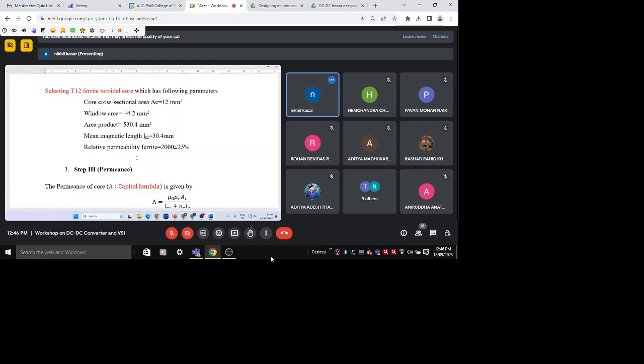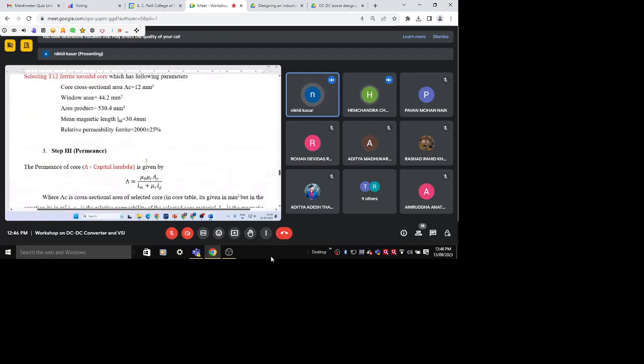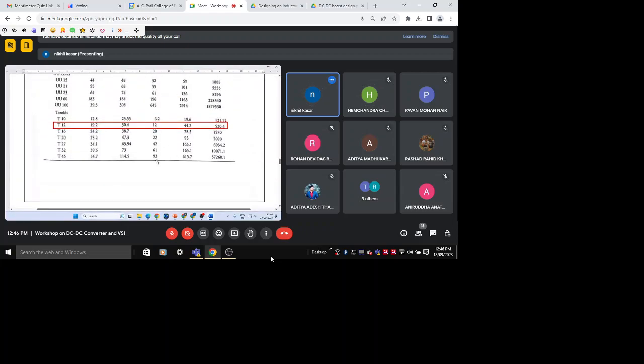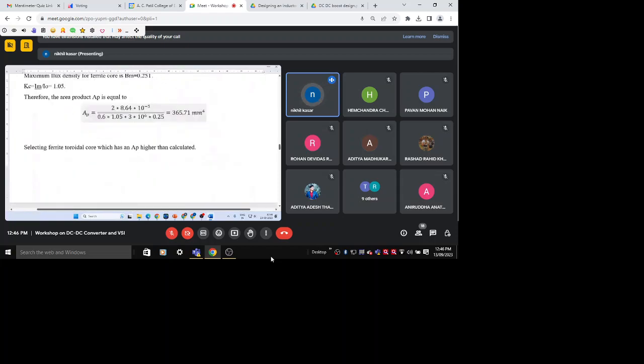Regarding the use of the core table, I hope you are with me. Yes, sir, because we are reaching towards the end of the inductor design. If there is any difficulty in using the core table, tell me. We select the closest greater value, the toroidal core that is slightly greater, and then calculate all the parameters.